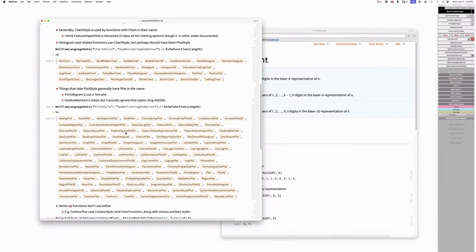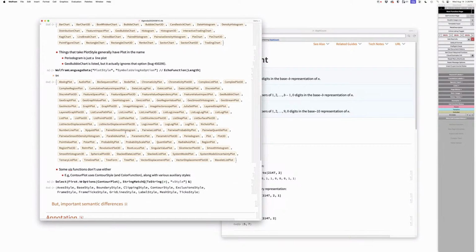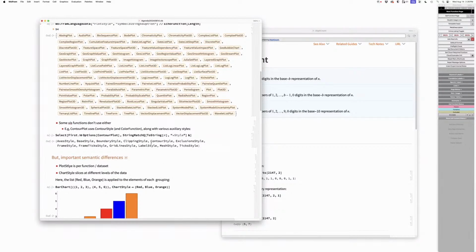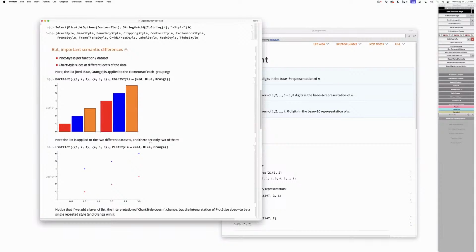Why? Because they're semantically different. Okay, explain. All right. Brett, explain, please. Scroll down a little bit more. Right. Yeah. So plot style is per function or data set. Chart style slices at different levels of the data.